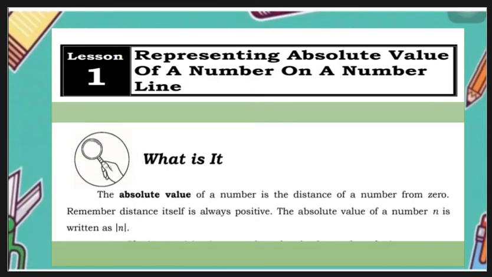Now, what is it? The absolute value of a number is the distance of a number from 0. Remember, distance itself is always positive. Again, take note that distance is always positive. The absolute value of a number n is written as absolute n. This symbol, these two lines, is what we call the symbol of absolute.